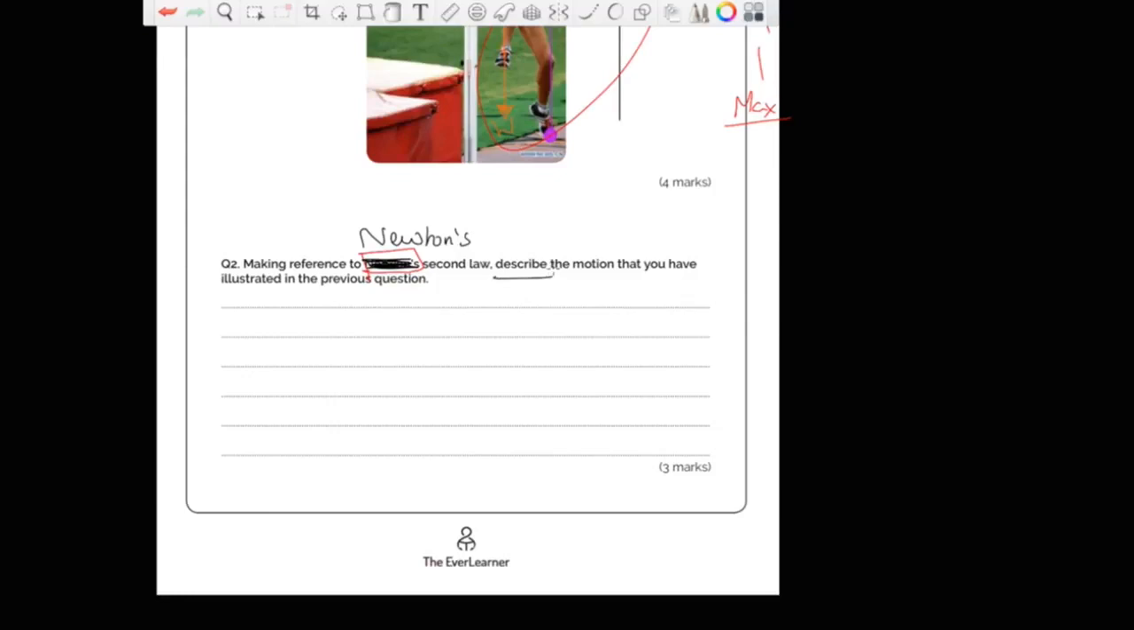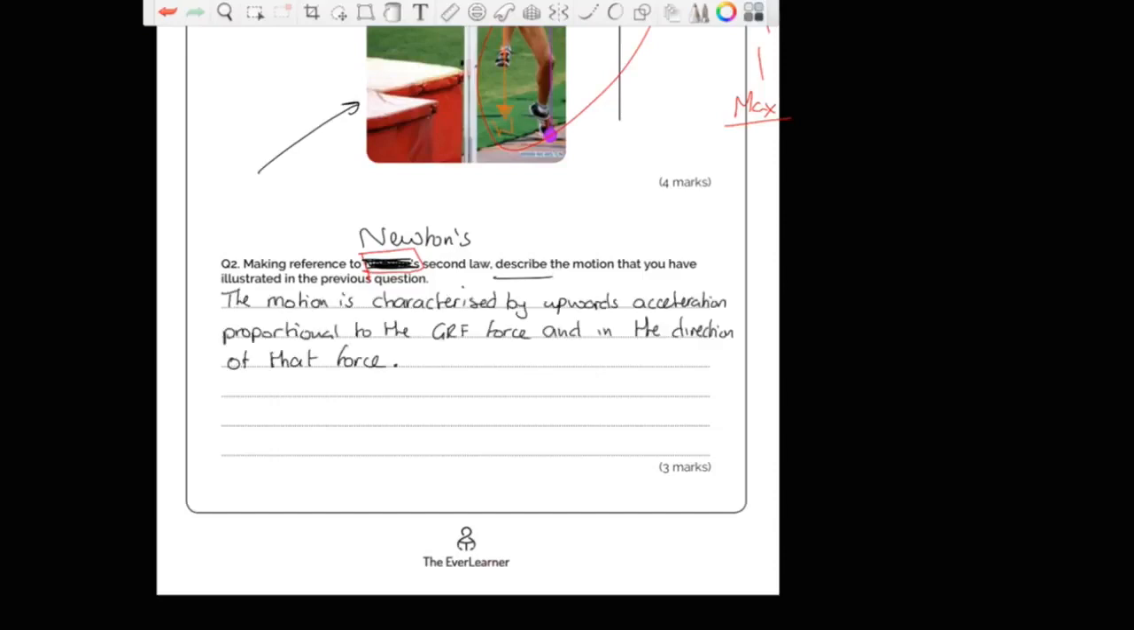Describe. So we're saying what the characteristics are. Describe the motion that you have illustrated in the previous question. Now I've prepared this answer in advance. So I want to describe what I've drawn here, or at least the motion. The motion is characterized by upwards acceleration proportional to the ground reaction force and in the direction of that force. In other words, I'm taking Newton's second law, the acceleration of a body is proportional to the size of the force acting and in the direction of that force, and I get my marks by simply placing my example within it, and I get my max.